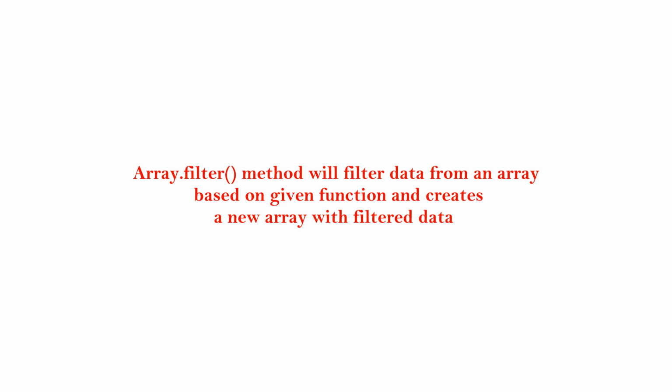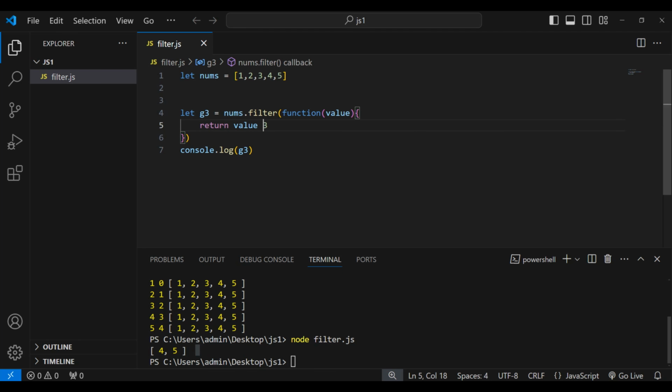Okay, and also we can find less than. Let's say I want to find less than 3, right? And I can execute this one. You see, we got only 1 and 2 because we are filtering values which are less than 3.